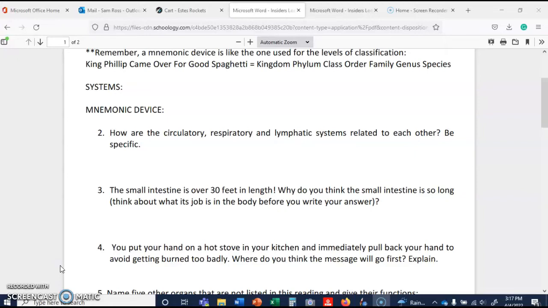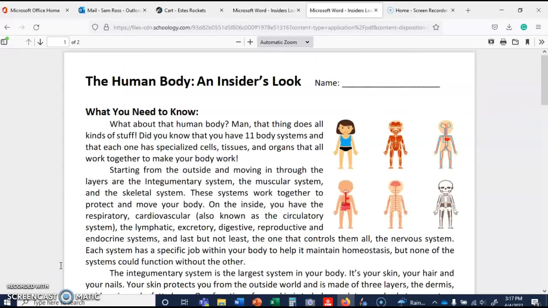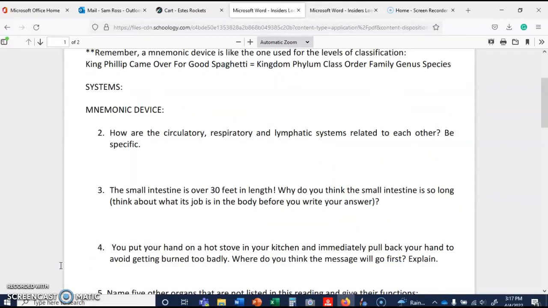So number 2 says, how are the circulatory, respiratory, and lymphatic systems related to each other? Be specific. Again, you're going to want to go back to this article so that you can answer that question. Number 3 says the small intestine is over 30 feet in length. Why do you think the small intestine is so long? Think about what its job in the body is before you write your answer.